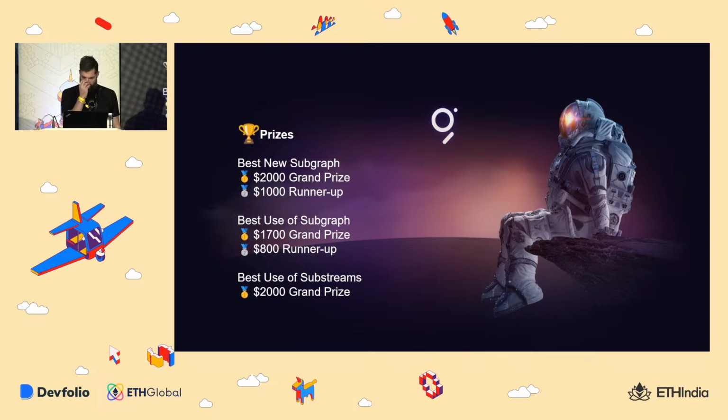Yeah, these are the prizes for our hackathon. We have prizes for creating the best new subgraph. We also have prizes for best use of subgraph. That could be your own, or it could be an existing one. And as I mentioned, there are already 84,000 subgraphs that are open and free for anyone to use. You can find them at thegraph.com.